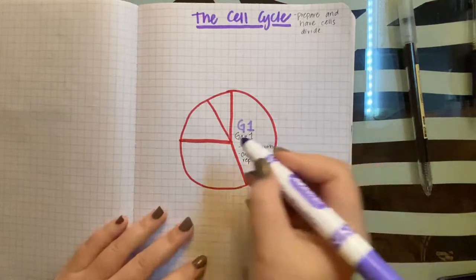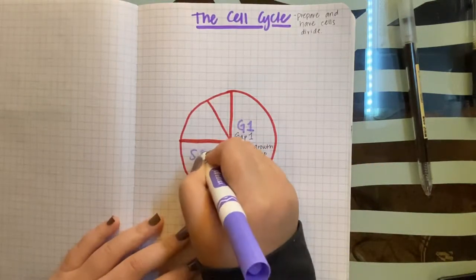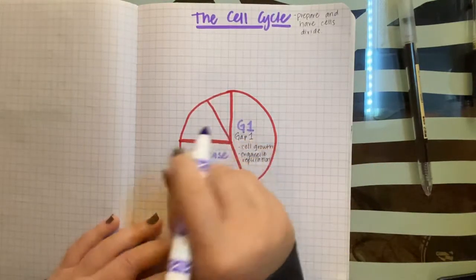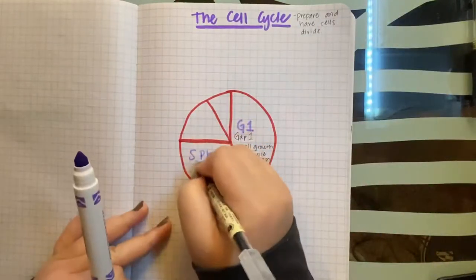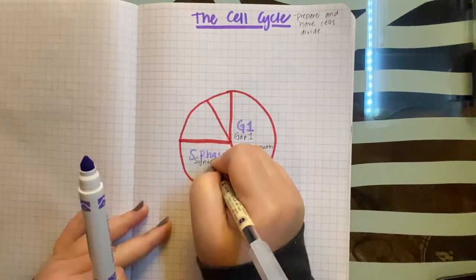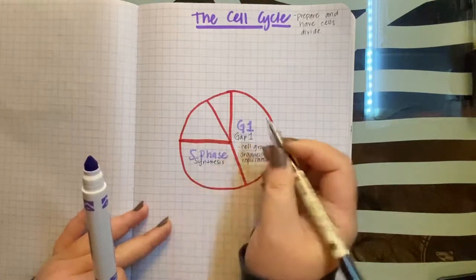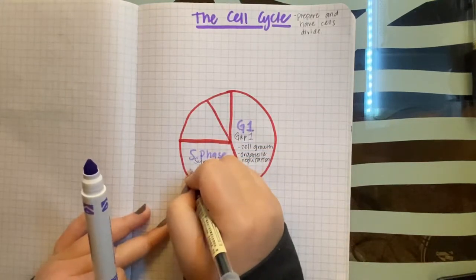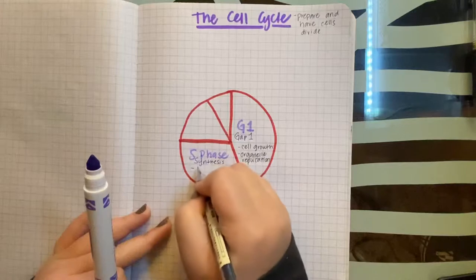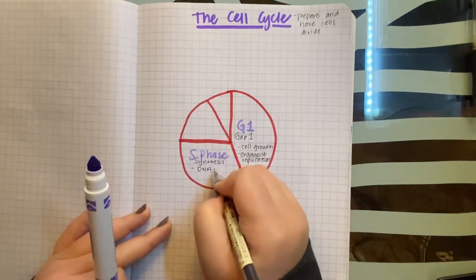The next phase is called the S phase. And the S stands for synthesis. And the specific synthesis that is occurring is DNA synthesis. So this is the stage when DNA replication is occurring.